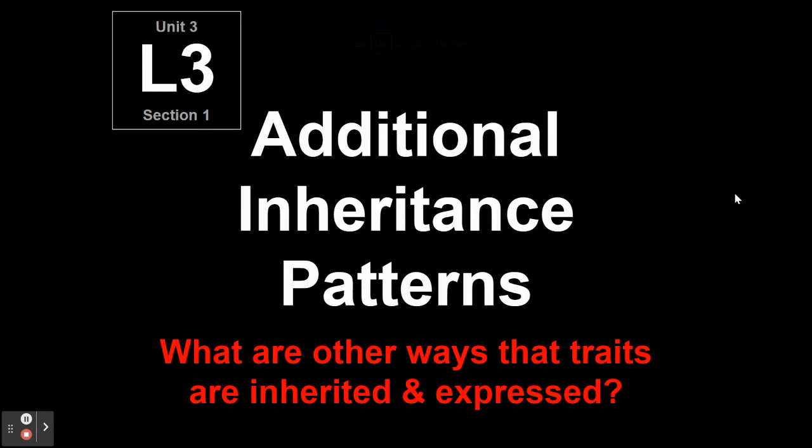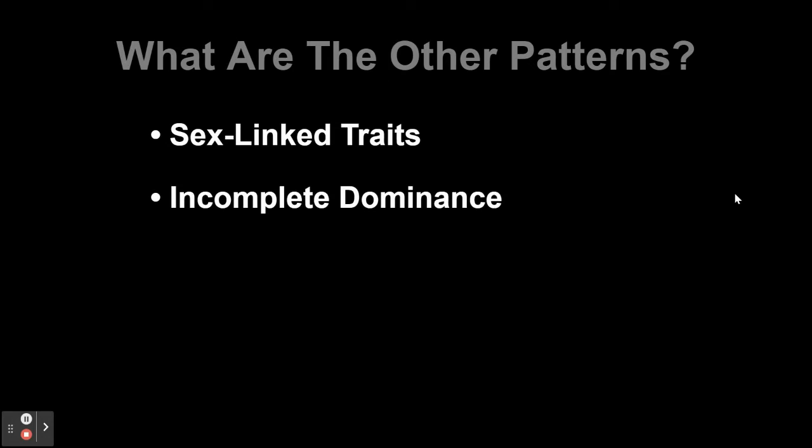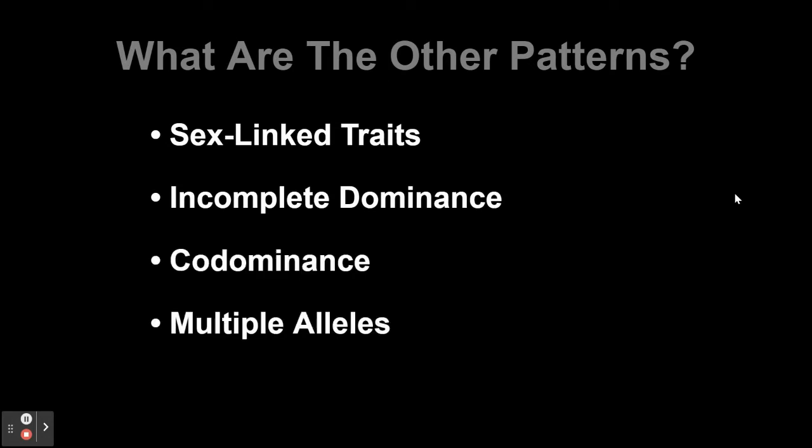In this video, we are going to look at other ways that traits are inherited and expressed. As a review, let's remember that sex chromosomes determine the biologic sex: XY is a male, XX is a female. Now, the other patterns that we're going to look at are sex-linked traits, incomplete dominance, codominance, multiple alleles, and polygenic traits. So, let's start with sex-linked traits.